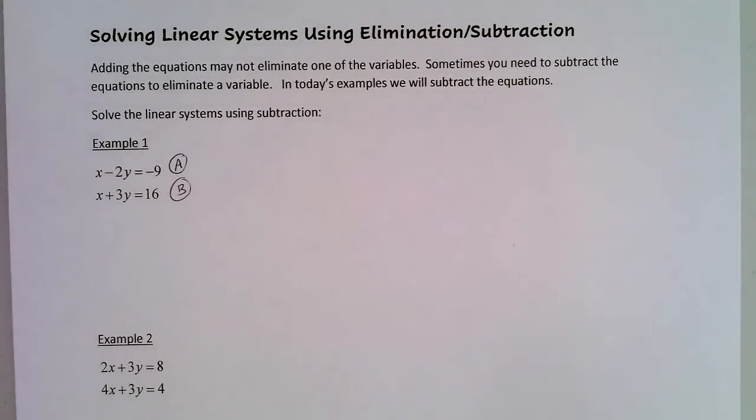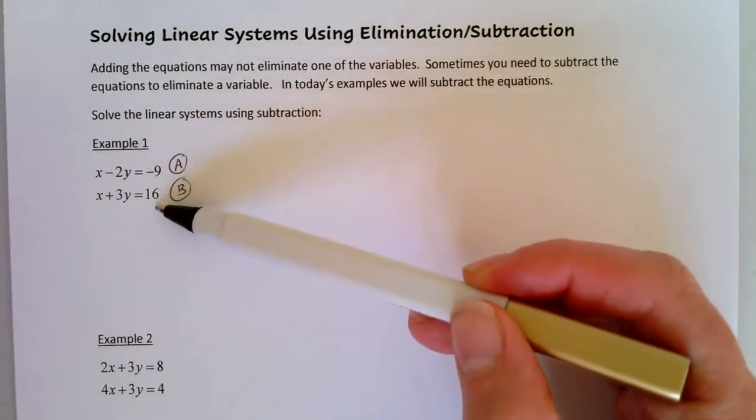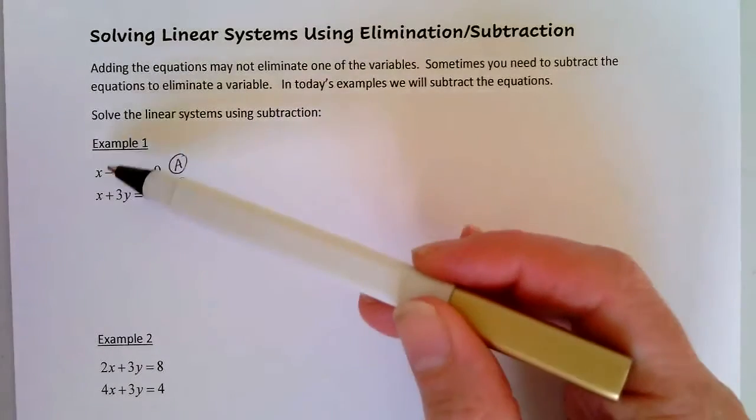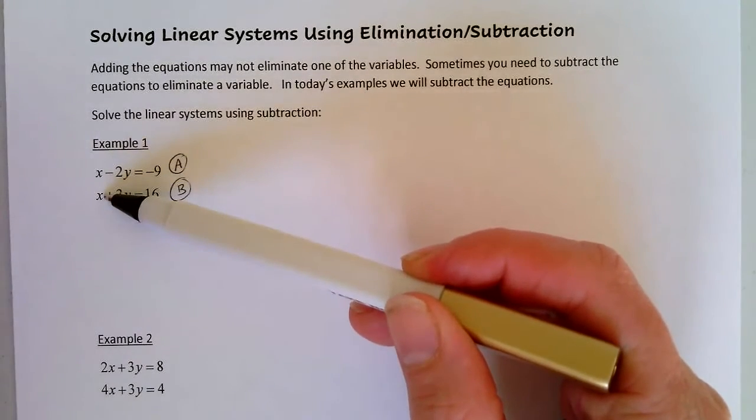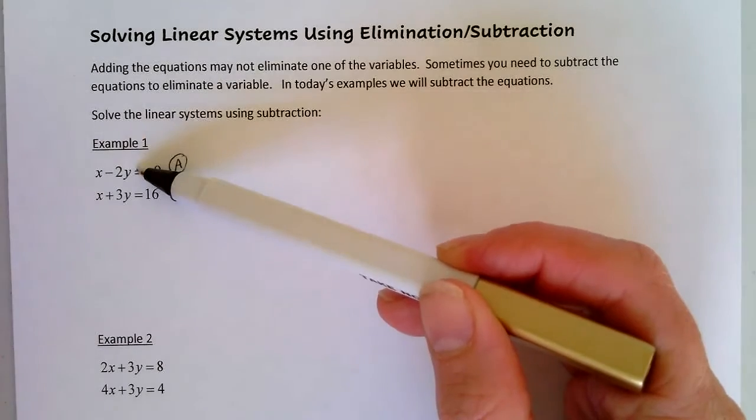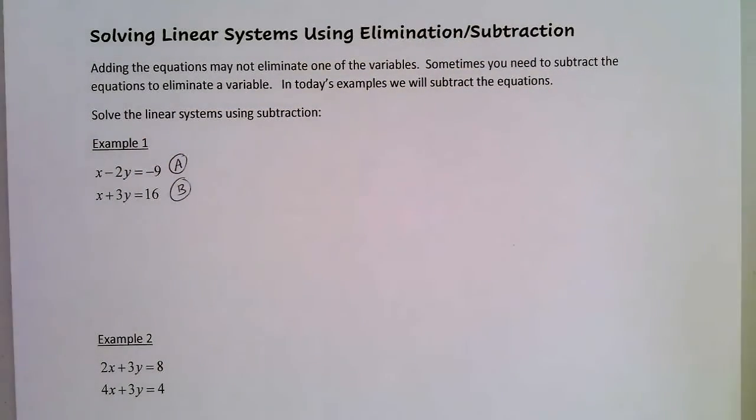In our lesson from last day, we went through eliminating one of the variables by adding the two equations together. Now, if you look at the examples that we have here, if I try to add these together, x and x would give me 2x, and a -2 plus 3y would give me positive y. So adding these two equations together is not going to allow me to eliminate either the x or the y values. So we have to come up with another method once again.